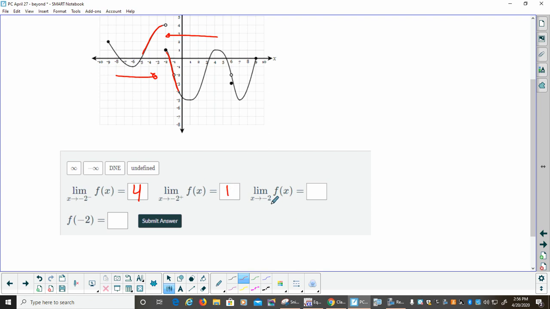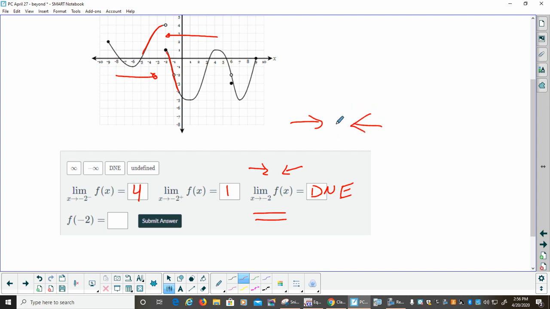So what is the limit at negative 2? It does not exist, D and E. So you type in there D and E because these two numbers don't match. There is no limit at negative 2. This implies you're coming at it from both sides at the same time, simultaneously. It's supposed to be an arrow.